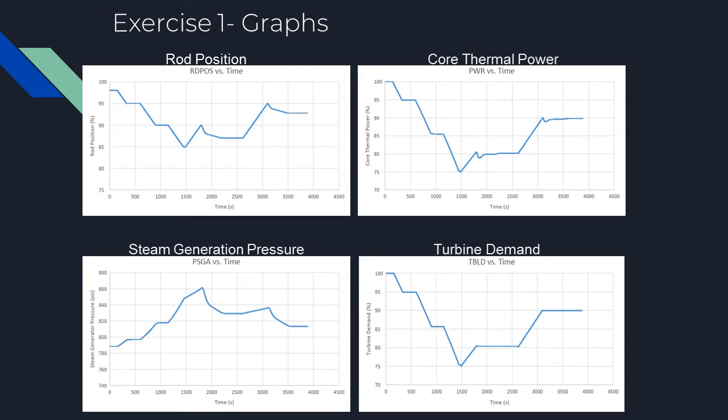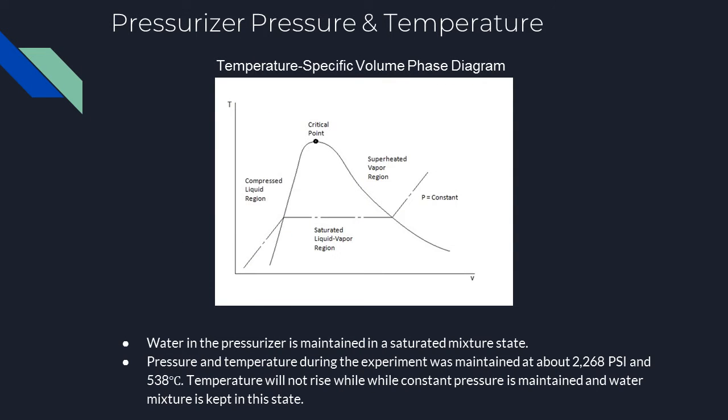The pressure in the steam generator is increased due to the decrease in the core thermal power caused by the pressurizer maintaining its initial pressure, as displayed in the bottom left graph. The temperature and pressure vary slightly in the pressurizer, but overall maintain a steady 2,268 psi throughout the simulation. They do not change because if pressure is not changed, then the temperature has to also remain unchanged. This is due to water in the pressurizer maintained in a saturated mixture state and at a constant pressure. In this state, the pressure and steam have to stay within the saturated liquid and vapor line that is under the bell curve.